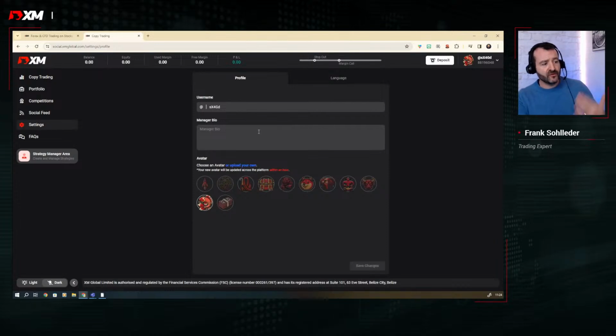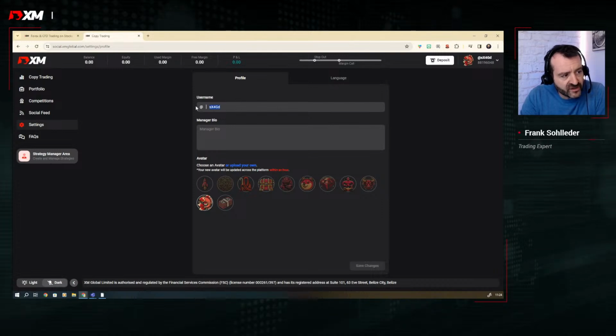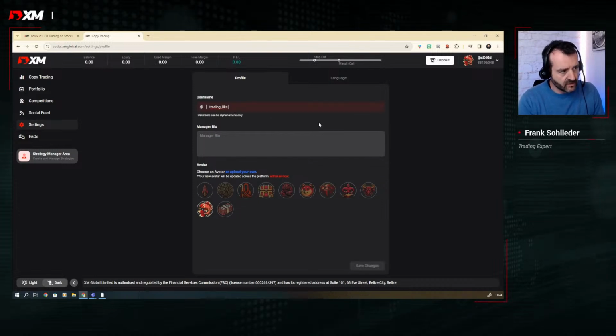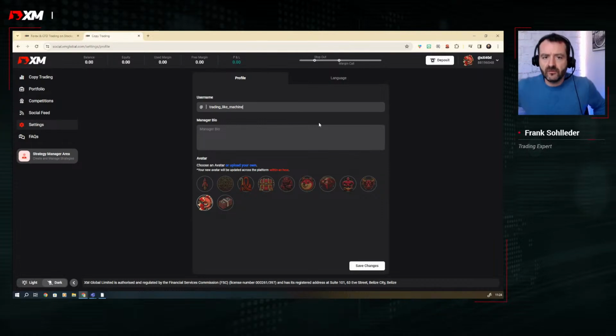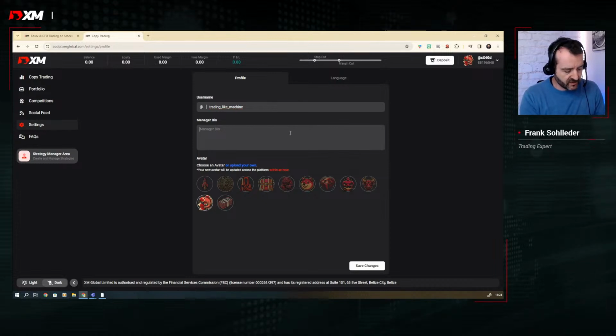For example, you could give yourself an avatar. You could describe yourself with a username. You could give a bio on it. And of course, you could give yourself an own created avatar, so making a picture of you, right? So you can just upload a picture of yourself. And here you could, for example, put trading like a machine. This is what we are calling ourselves. We are trading like a machine.